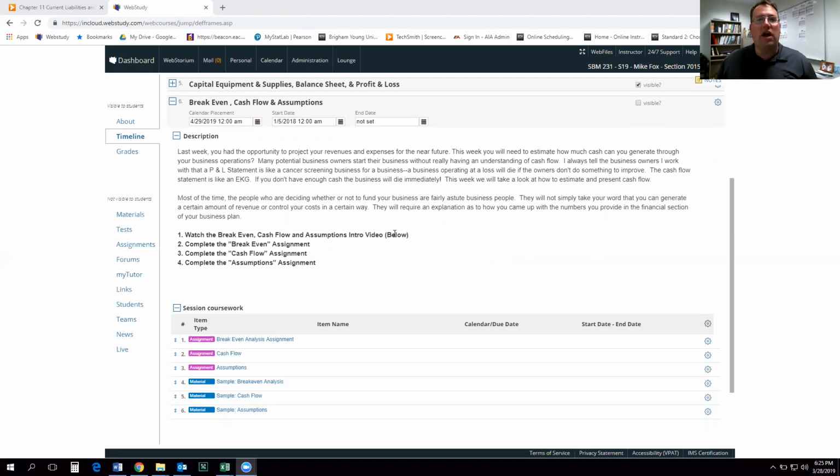So break-even is the point at which you've sold enough of your product or service to cover all of your fixed expenses. So in order to figure out your break-even point, you have to know how much your product costs, your cost of goods sold, and you have to know your sales price of the product. So if you know the sales price and you can subtract out what it cost you, then you have what's called your gross profit per unit, or sometimes you can do it per dollar sold. Then you just divide your fixed costs by that, and that gives you your break even.